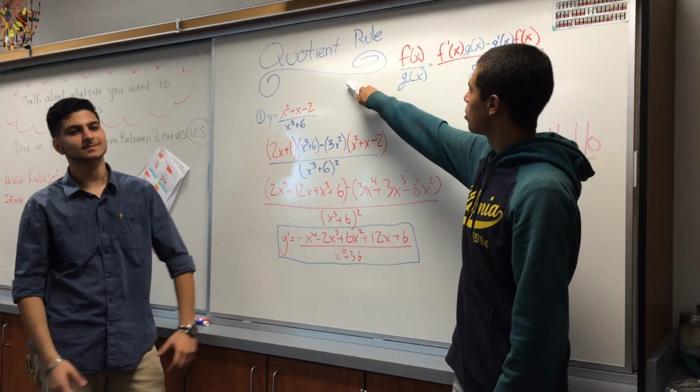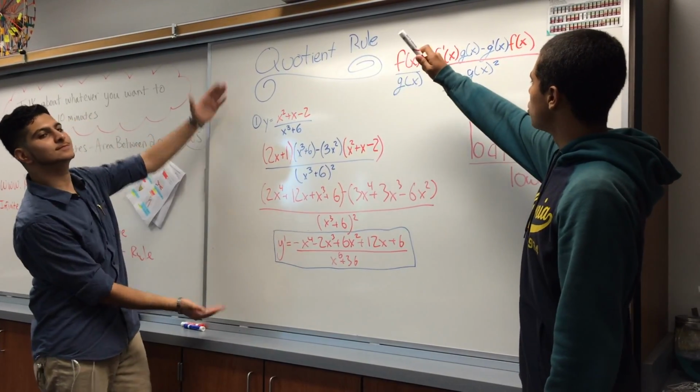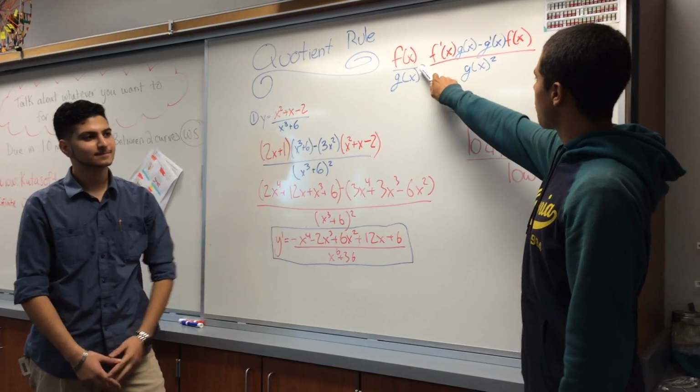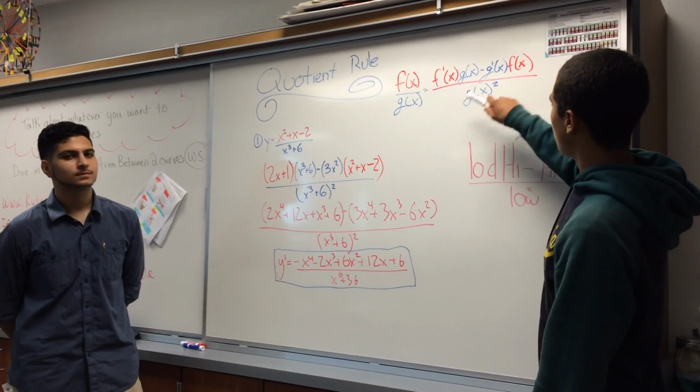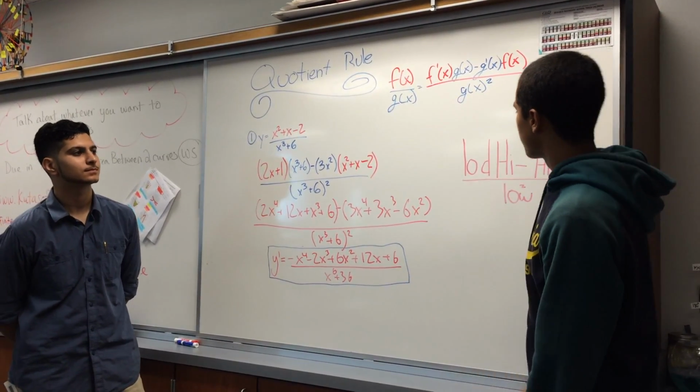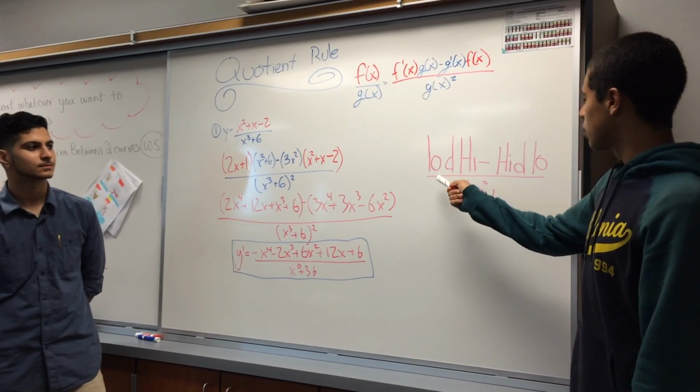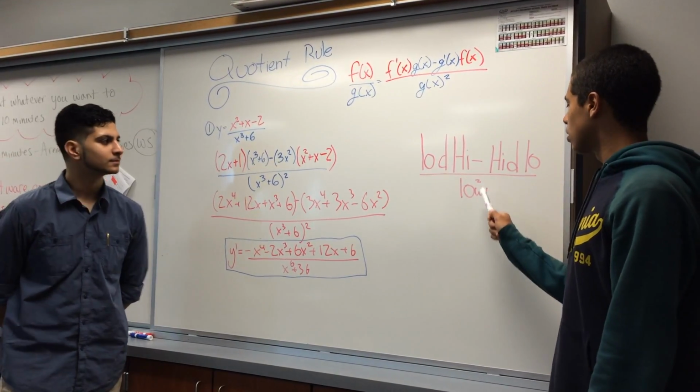Now we're going to do the quotient rule, and the quotient rule is basically when you multiply the derivative of the top times the bottom minus the derivative of the bottom times the top all over the bottom squared. An easy way to remember this is with low d high minus high d low all over low squared.